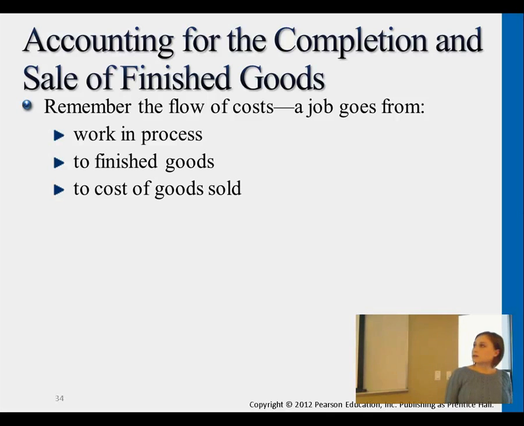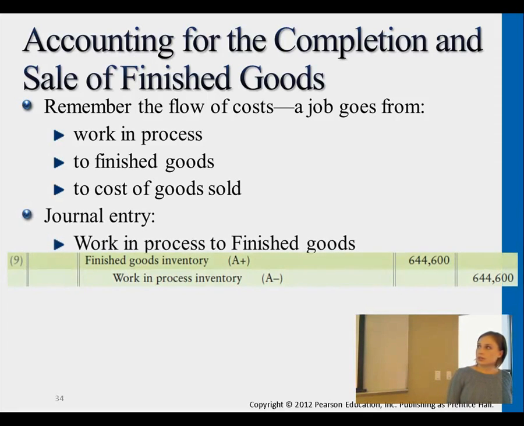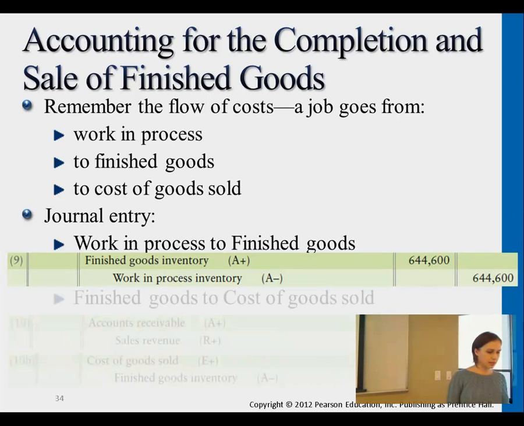Alright, so let's see how it's done. What is our journal entry when we are going to be moving from work in process to finished goods? We're going to debit the finished goods inventory, right? And then work in process is going to be credited. That's clear, right?